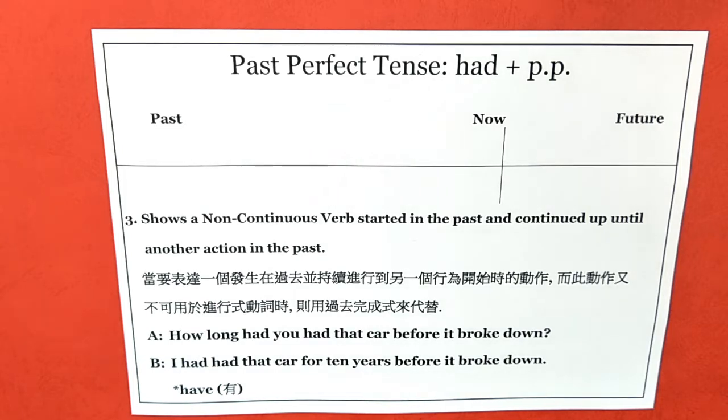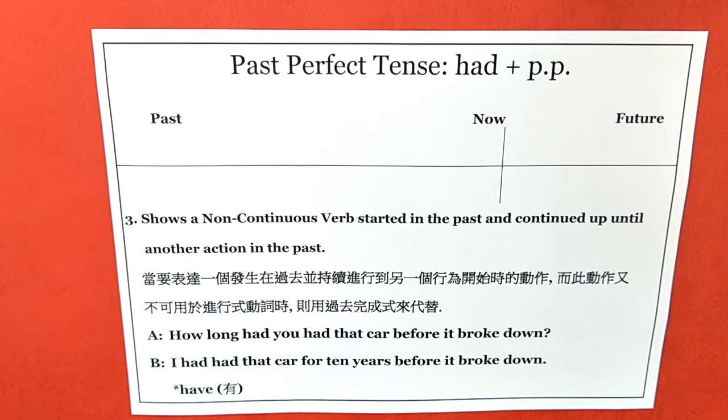All right, remember the non-continuous verbs. English has many verbs that are non-progressive. There is no verb ing. For example, I have a dog. I do not say I am having a dog. That is wrong. I have a dog. We do not say I am loving you.